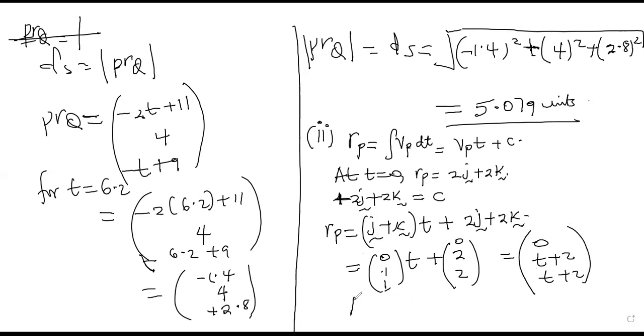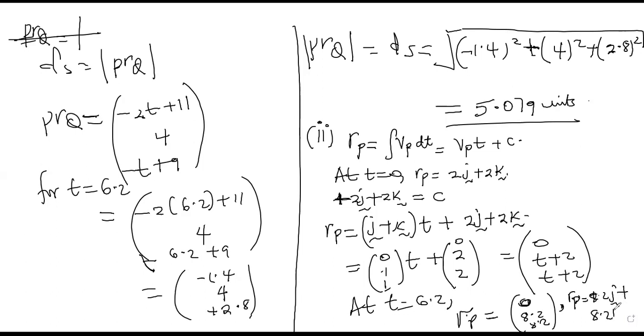Now at t equals 6.2, we can get RP. So RP is equal to 0, then 6.2 plus 2, which is 8.2, 8.2. So it means that at that time, P will be positioned at 8.2j plus 8.2k. As simple as that.